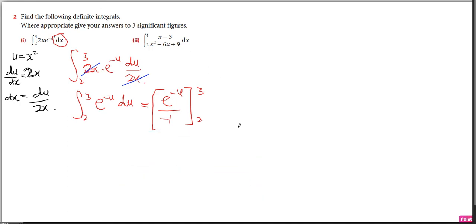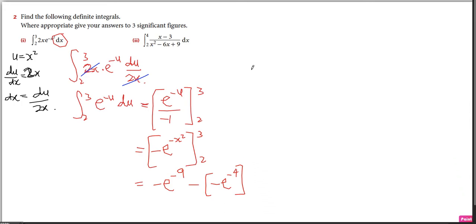Okay, at this stage, what you can do is you write e to the power of negative u, sub your u with x squared. So negative e to the power of negative x squared, and then you find the limits by subbing the limits inside, you find what is your definite integral. So negative e to the power of, that's 3 squared, which is negative 9, and then minus negative e to the power of negative 4.